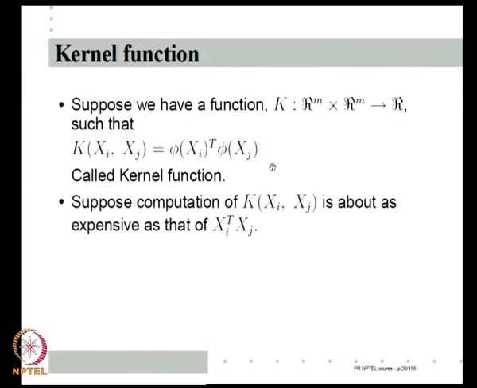What we mean is that phi might be a very expensive function. Phi of xi might be a 10,000 dimensional vector, whereas xi is only a 100 dimensional vector. In that sense, phi of xi transpose phi of xj might be 100 times more expensive than xi transpose xj, because xi transpose xj involves only 100 multiplications, whereas phi of xi transpose phi of xj may involve 10,000 multiplications. By saying that there exists a kernel function, we mean that computation of k of xi, xj is roughly about as expensive as computation of xi transpose xj.